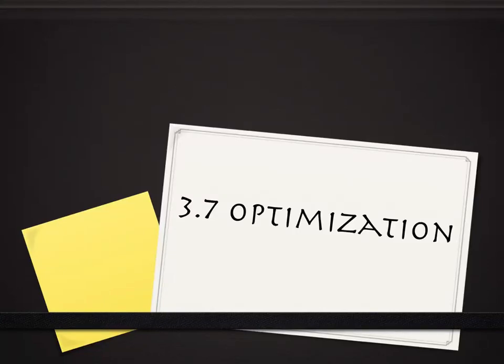All right, 3.7, optimization. This is another application of derivatives. That kind of should make sense. Chapter 3 was all about applications of derivatives. And so this one is going to be looking for an optimal value for something. So you're wanting to make something as big or as small as possible.